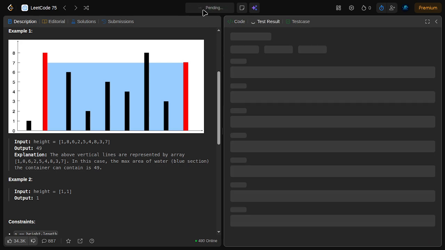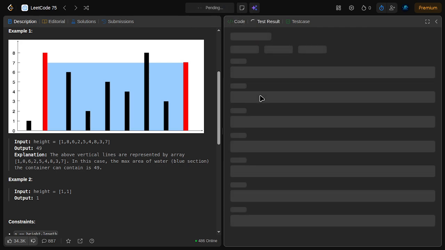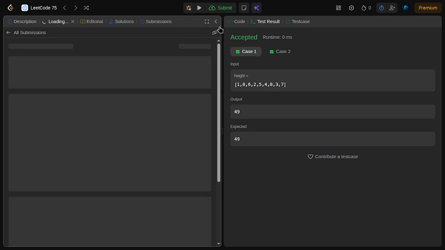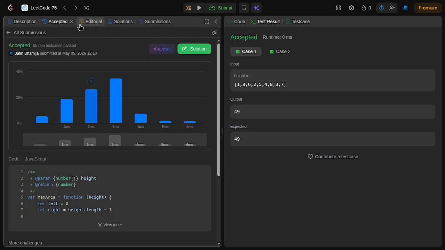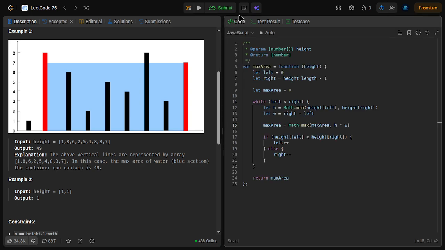Let me try to run the solution. This problem is like a basic mathematical... what happened to this? Okay, I wrote the width wrong, mistake, sorry. Yes, it accepted. Let's try to submit the solution. Yes, it passed all the 65 test cases and our solution is submitted.